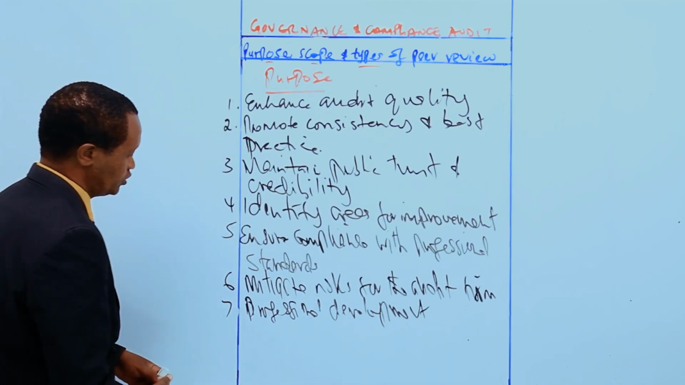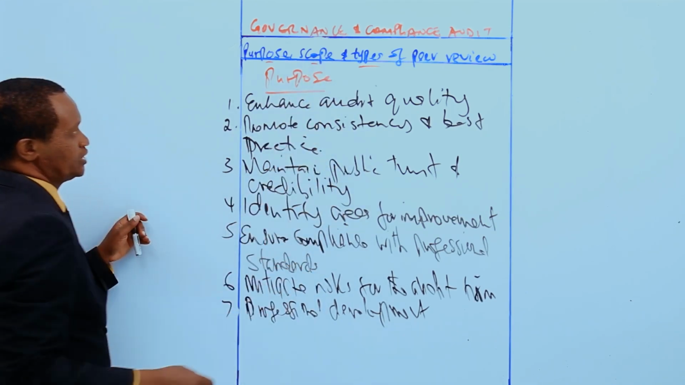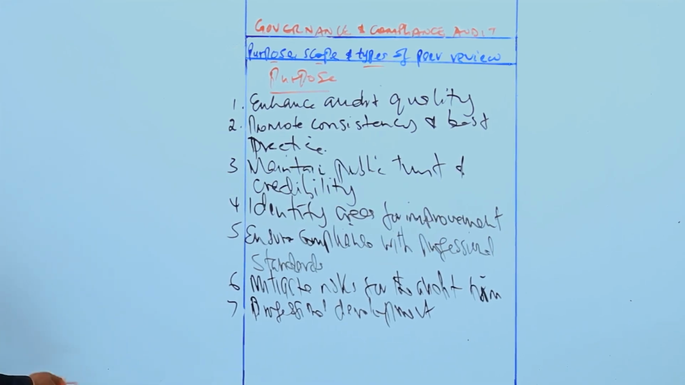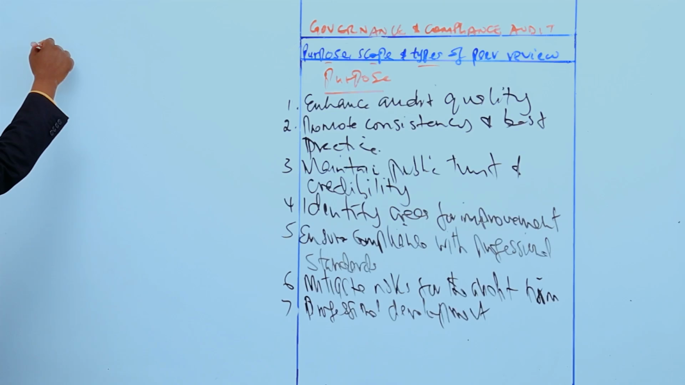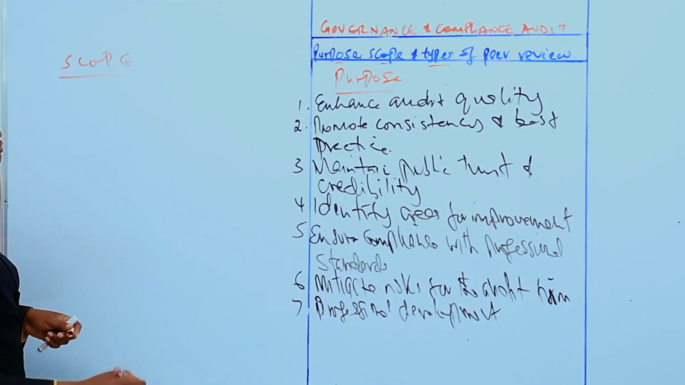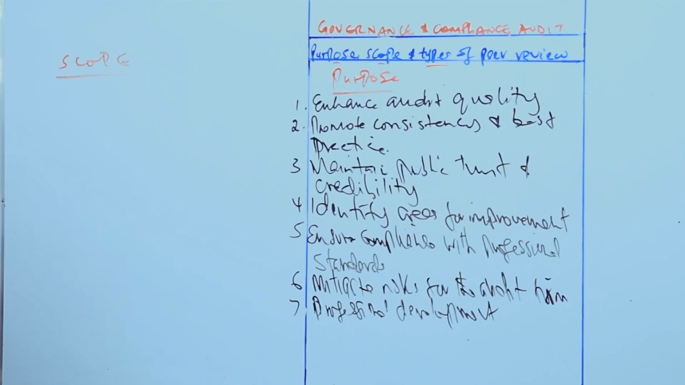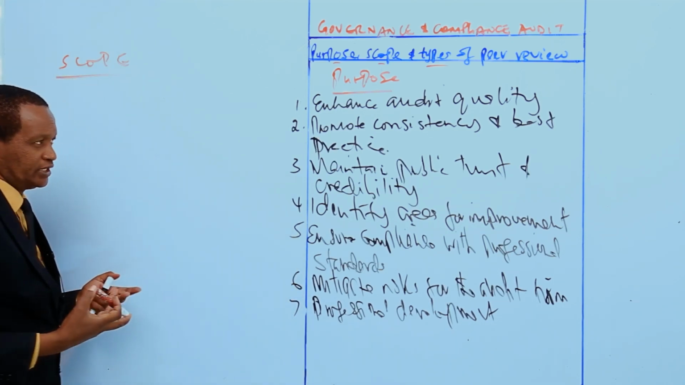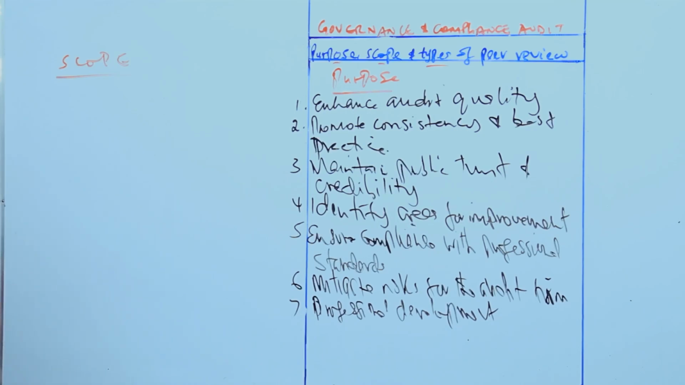Let's now move to discuss the scope. What is the scope of peer review? Now, this is peer review candidates in governance and compliance audit. We are discussing peer review in the context of governance and compliance audit. So the question now is, what is the scope?